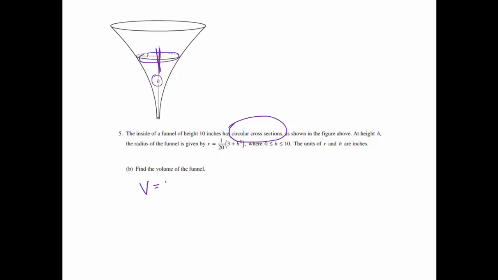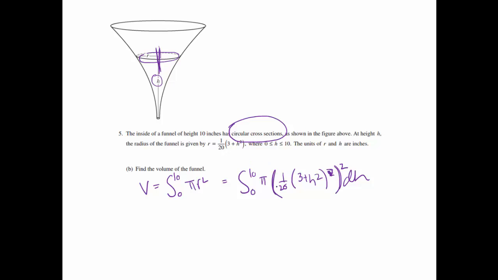So our volume is going to equal the integral from 0 to 10 of the area of our cross sections, which would be pi r squared, and our radius this time is the 1/20th, so this is going to equal the integral from 0 to 10 of pi times (1/20th times (3 plus h)) squared dh. All right, and once again we get to evaluate it by hand. One thing that I'm going to do, and actually I put that squared on the wrong part, it should be over that whole entire radius.